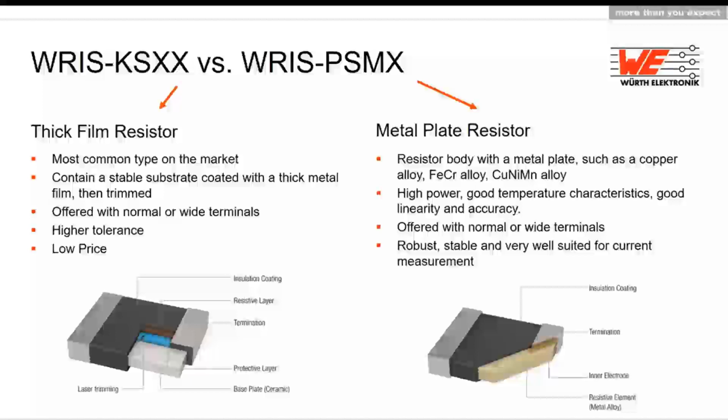Then the metal plate resistors are named WRIS PSMX. These resistors have a metal plate body, such as copper alloy or ferrochrome alloy, or also some kind of manganese alloy. One advantage is the high power capability. They also have good temperature characteristics. Also, the linearity is quite good and they have a high accuracy.